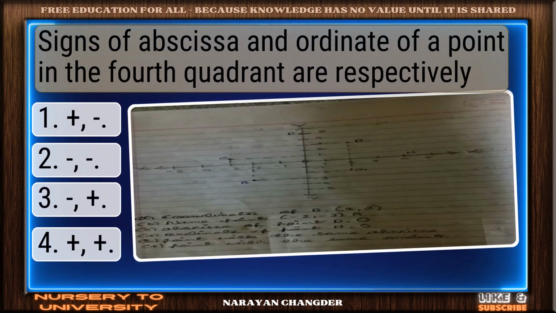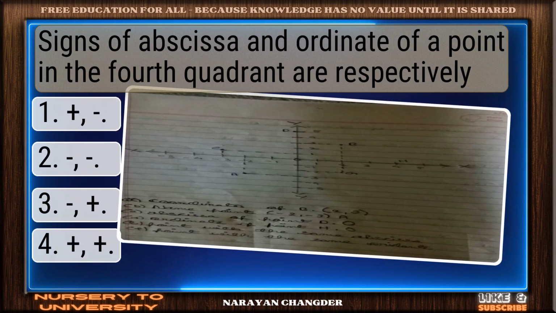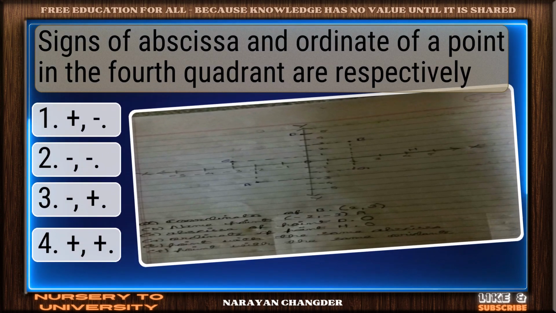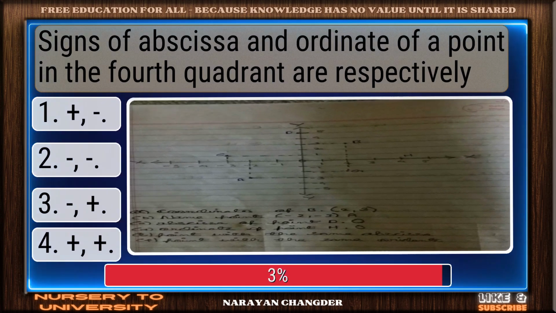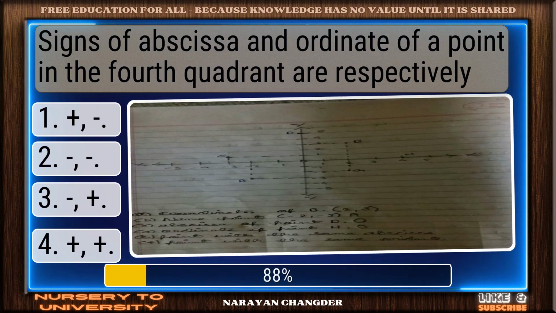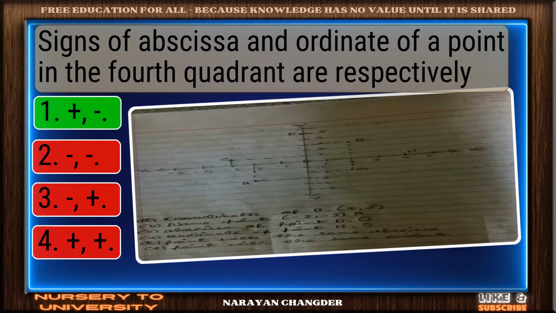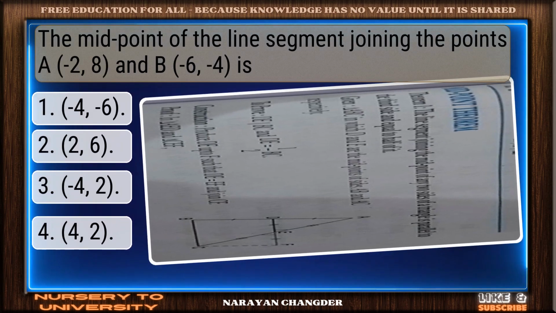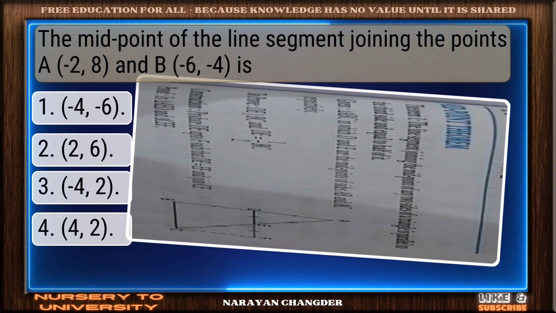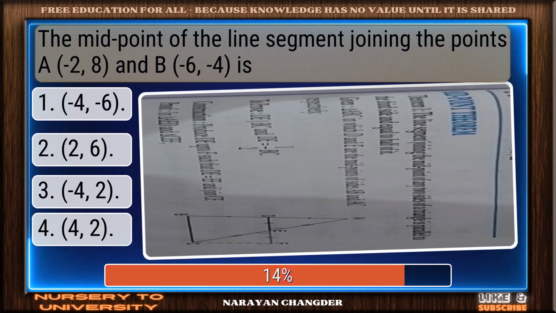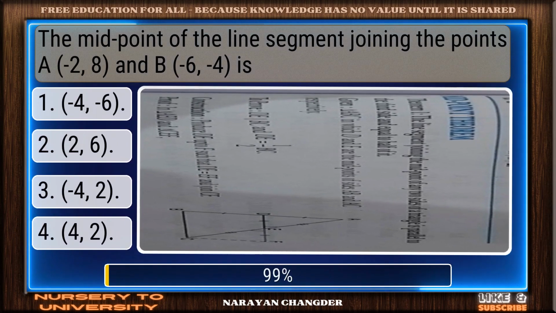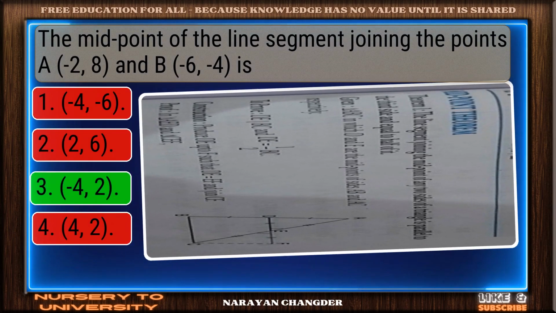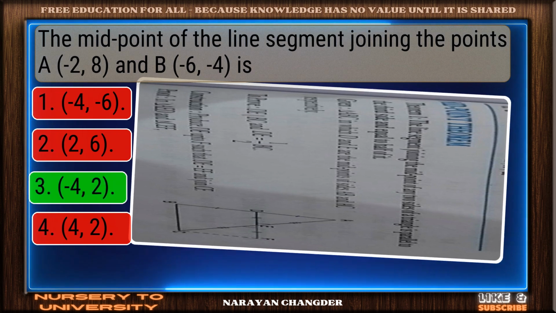Question number 65. Signs of abscissa and ordinate of a point in the fourth quadrant are respectively. Smart pick. Plus is the correct choice. Question number 66. The midpoint of the line segment joining the points N, B is. Great thinking is the right choice.